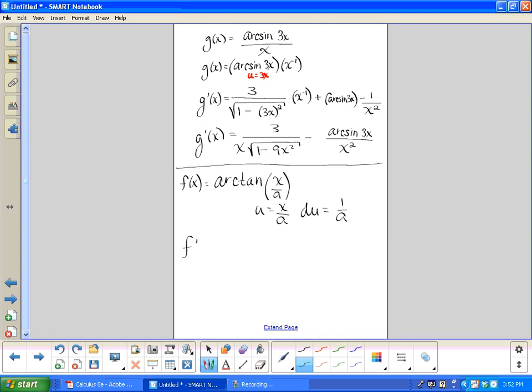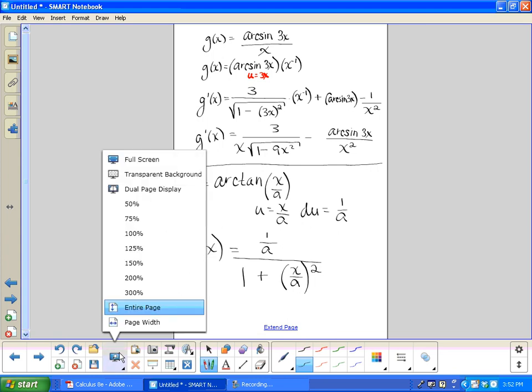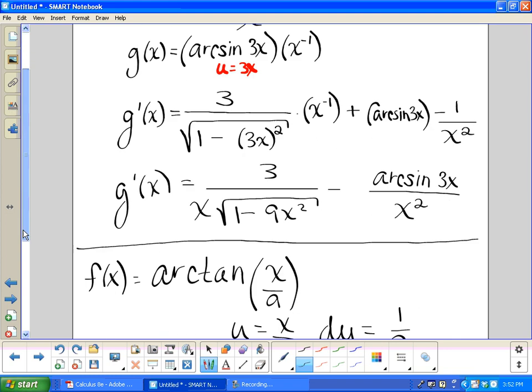So when I take my derivative, I have the derivative of u in the numerator, that's the chain rule part, and then I'm going to have 1 plus what I'm taking the inverse tangent of, all squared. And then kind of the neat thing about this is, let's rewrite it. Ooh, that's super big now.